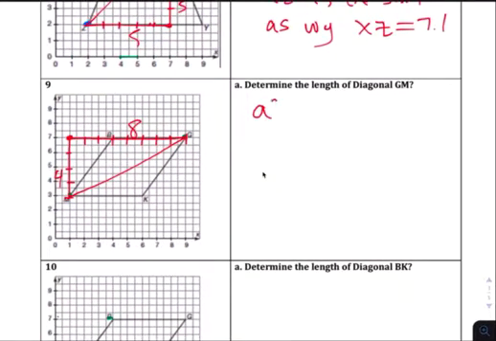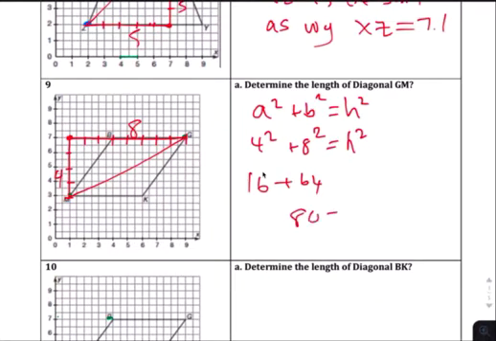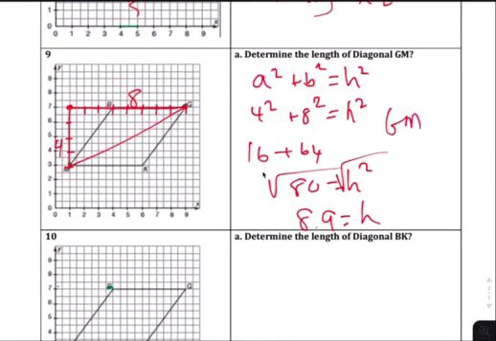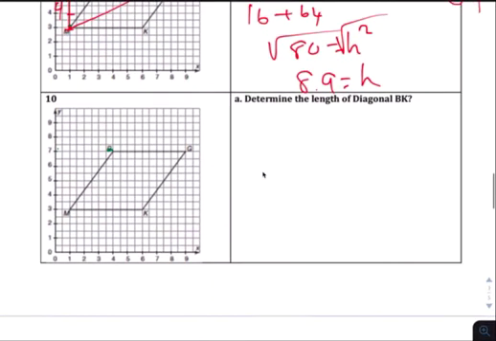Okay, a squared plus b squared equals the hypotenuse squared, or GM squared. 4 squared plus 8 squared equals the hypotenuse squared, or diagonal squared, whatever you want to call it. You get 80 equals h squared. Okay, 9 times 9 is 81, so close to 81, close to 9, so 8.9 is probably the hypotenuse, or the length of GM. Round to the nearest tenth.